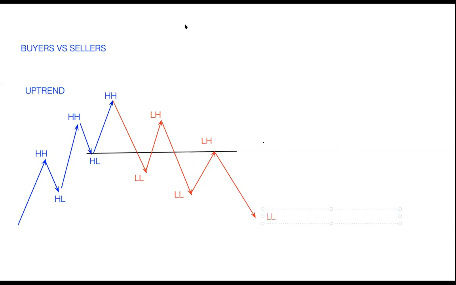This is the simple thing that you have to know before you can really get into the markets and identify trends. You need to know these things.